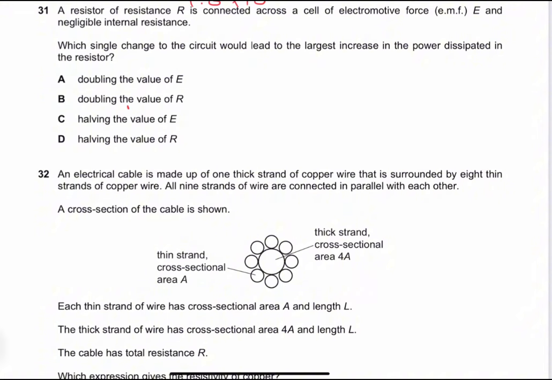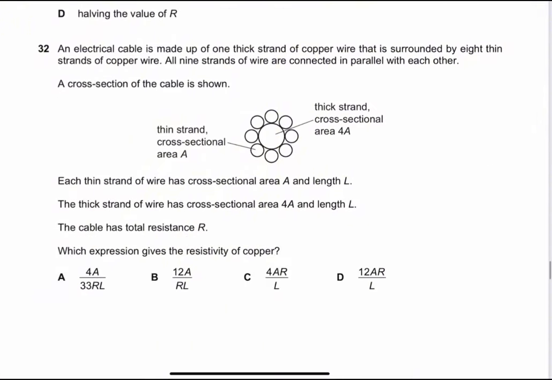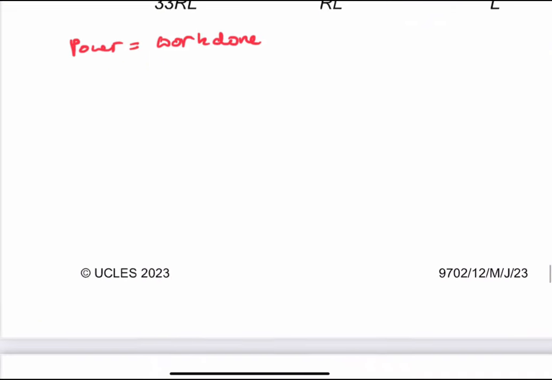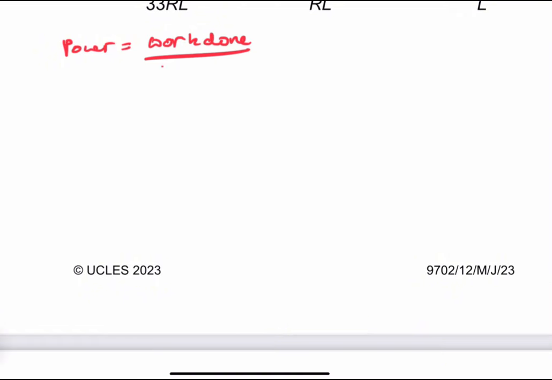We've been given a resistor that is connected to a cell of EMF E, and we've been asked to find the greatest, largest increase in the power dissipated in the resistor. So guys, what is power in terms of resistors itself? What is power? We know that power, like I have said, is work done per unit time.